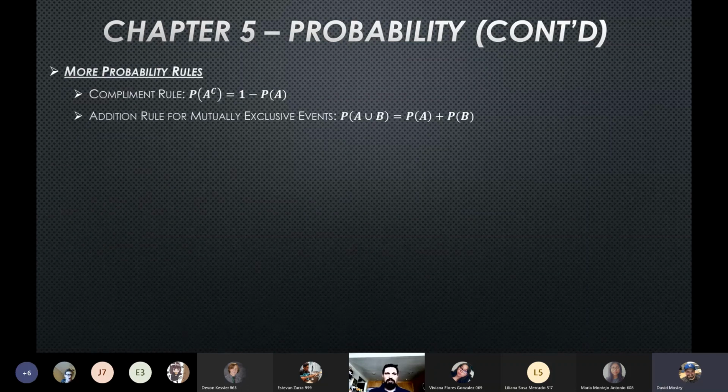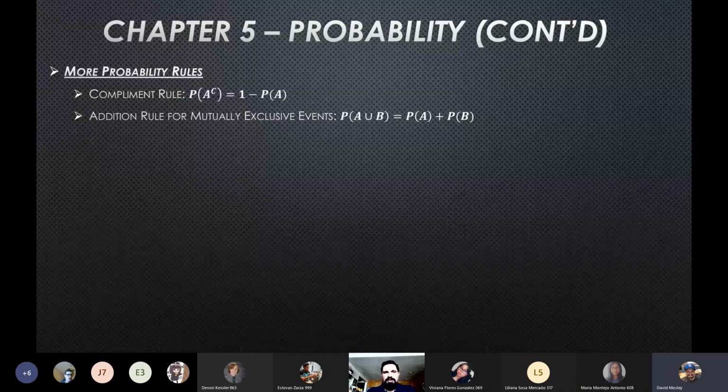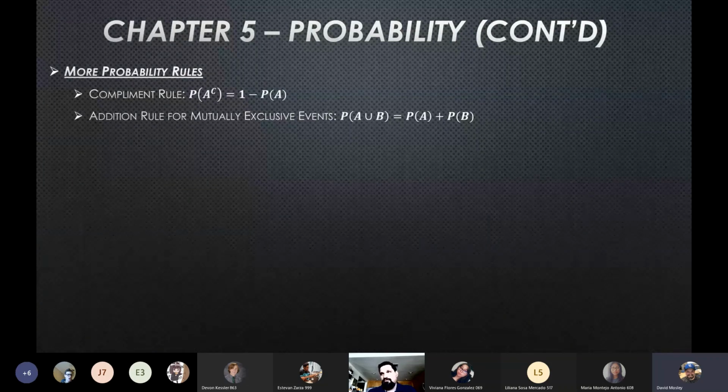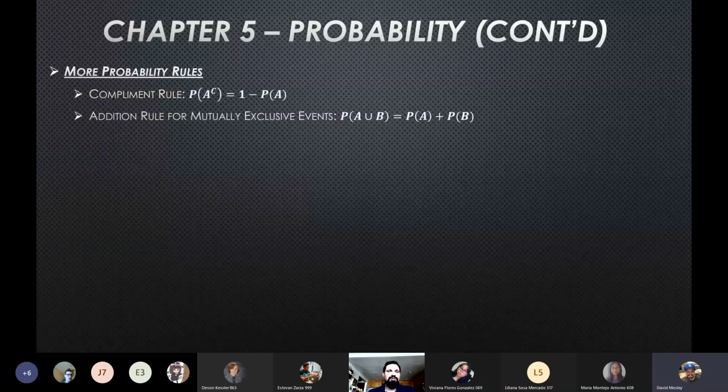We then have a little bit more on the probability rules. We have our complement rule, which we actually use quite often in this course. That says the probability of A complement, that's that superscript C, is equal to 1 minus the probability of A. Again, if event A is having the sum of the two dice being less than or equal to 6, then the complement of A would be the sum of the dice being greater than 6.